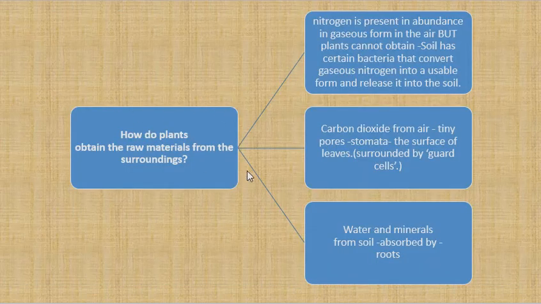Now, how do plants obtain the raw materials from the surroundings? They get water and minerals from the soil. They are absorbed by the roots and transported. They get carbon dioxide from the air. There are tiny pores called stomata on the surface of the leaf, surrounded by the guard cells. The guard cells open and close, so the stomata open and close, so the carbon dioxide goes into the leaves to help preparation of the food.